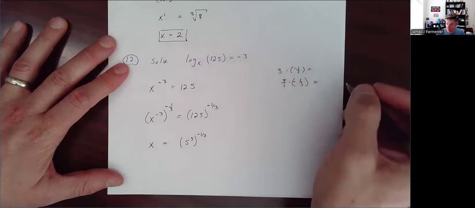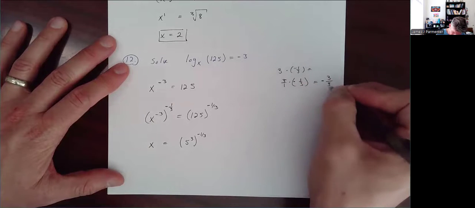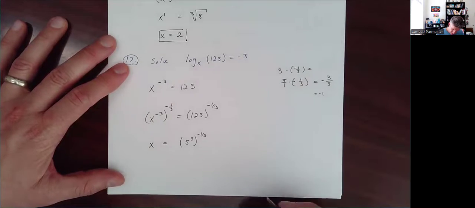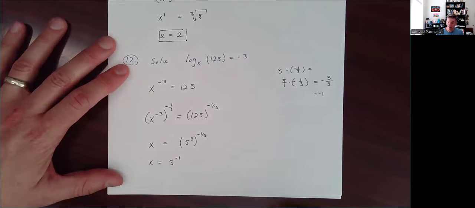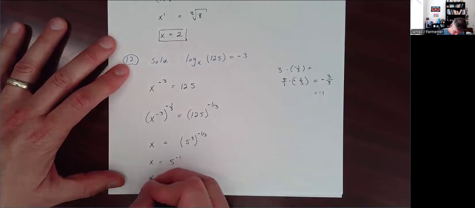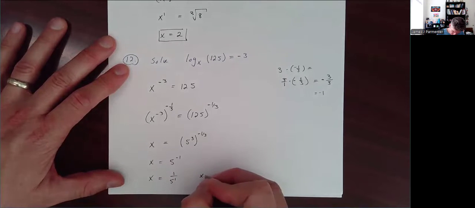3 times 1 is what? 3 times 1 is 3. 1 times 3 is 3, but there's a negative out in front, so it's -3 over 3, which is -1. So this becomes x equal to 5 to the -1, and 5 to the -1 is the same as 1 over 5 to the first, or just 1 over 5. So x is going to equal 1/5.